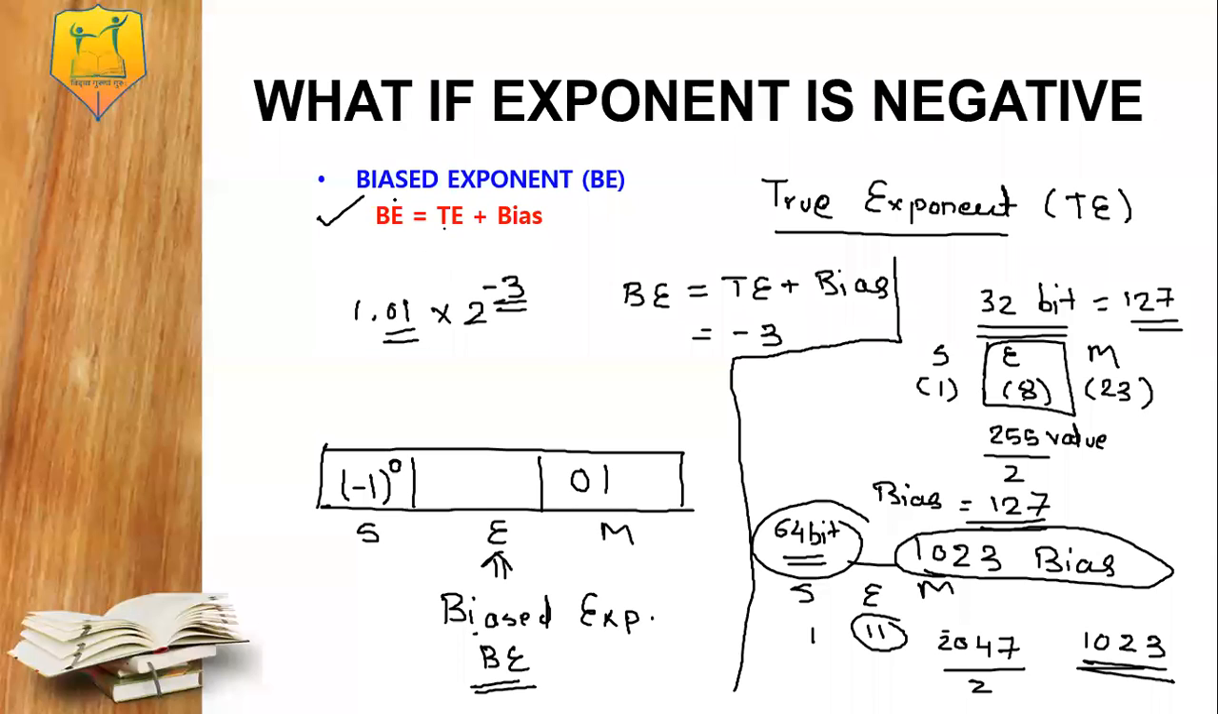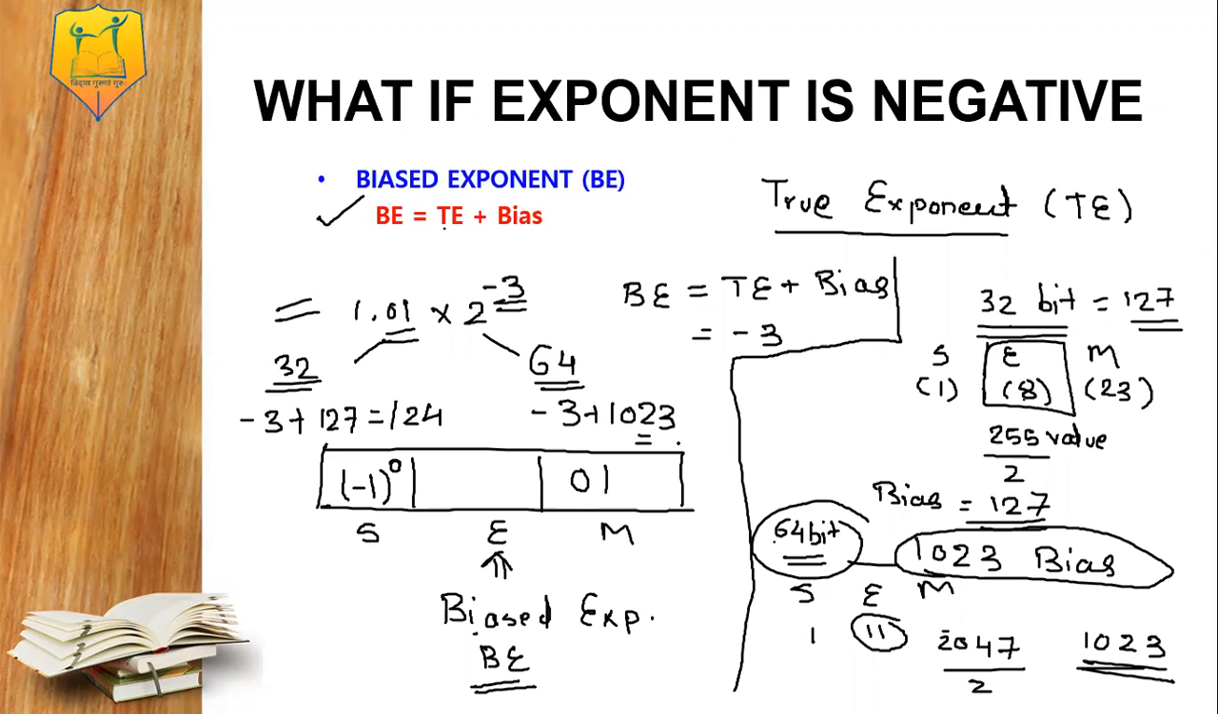Now it depends on which format I want to save this number in, either 32-bit or 64-bit. If I want to save in 32-bit, the biased exponent is true exponent plus bias. The true exponent is -3, plus the bias value 127, so it's 124. If I want to present this in 64-bit format, then -3 plus 1023 becomes 1020. So if the format is 32-bit, the biased exponent becomes 124, but if it is 64-bit, the biased exponent becomes 1020. Understand this? Please raise your hand, because this is the most important topic we are learning.